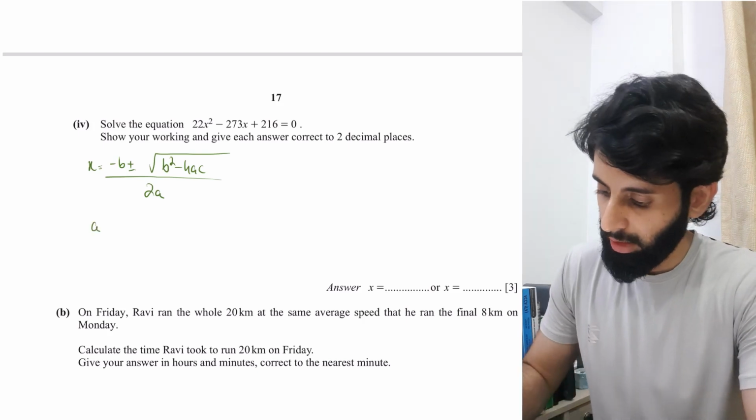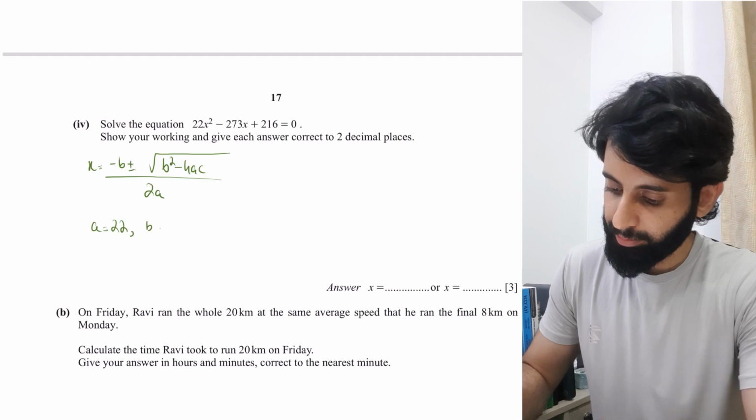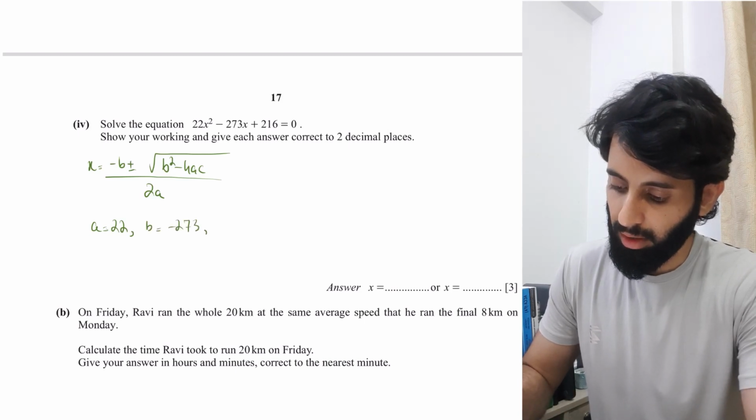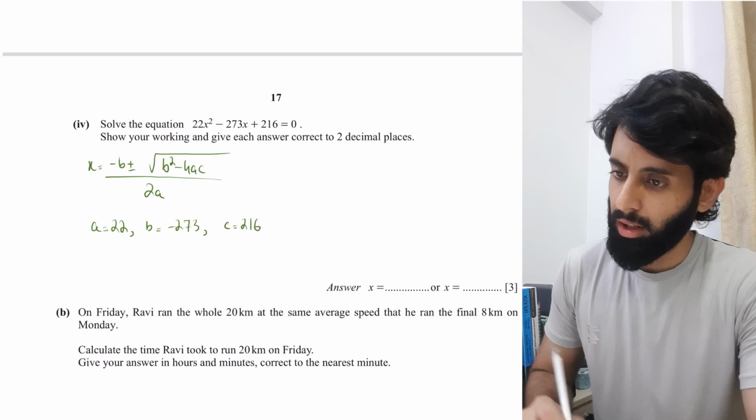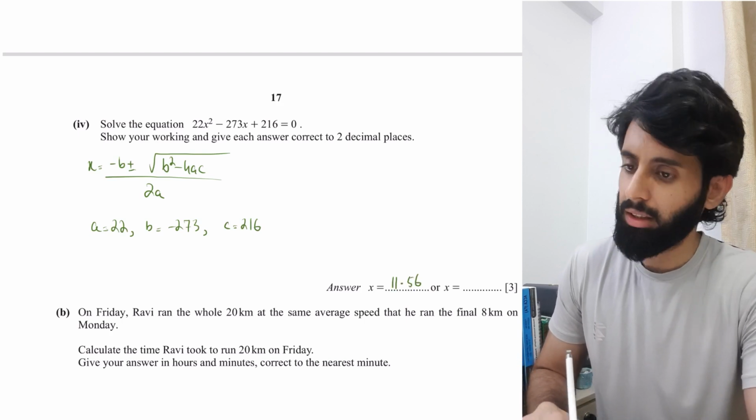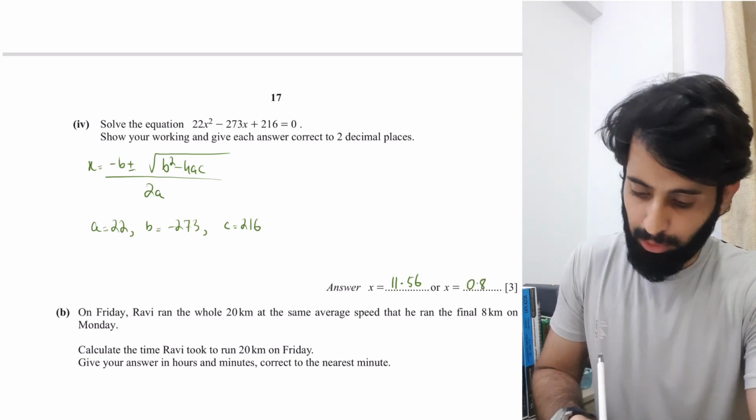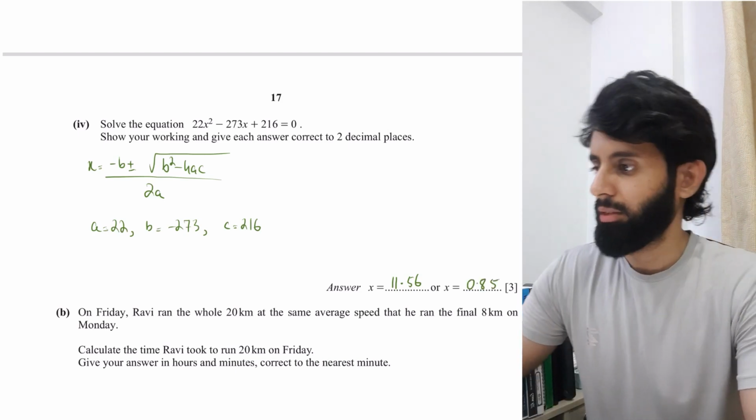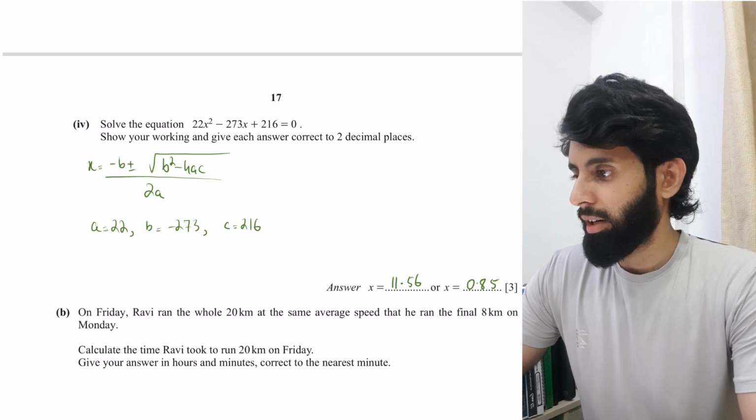So when you solve this, a, by the way, is equals to 22, b is equals to minus 273, and c is equals to 216. So what you get is, you're supposed to give your answer correct to 2 decimal places. Make sure that you read that. 11.56 and 0.85, which is the correct answer.